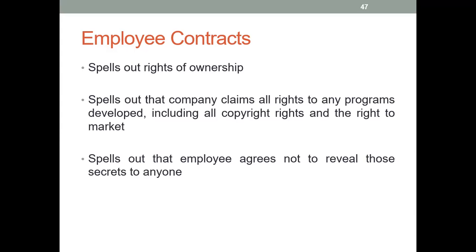Typically, an employment contract specifies that an employee be hired to work as a programmer exclusively for the benefit of a company, right? Then and only then is an employee hired. The company states that this is a work for hire situation. The company claims all rights to any programs developed, including all copyrights and all the rights to market, which rest only with the employer. The contract may further state that the employee is receiving access to certain trade secrets as part of the employment, and the employee agrees that he will not reveal any secret to anyone. So that can be a part of the contract.